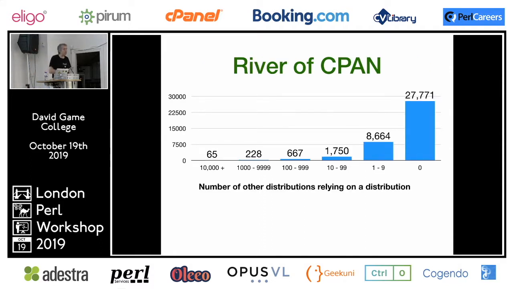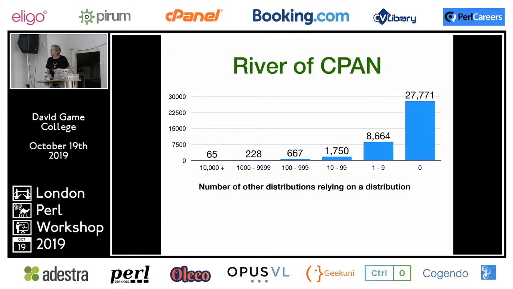Does everyone know what the river of CPAN is? Does anyone not? Okay, a few people. So modules on CPAN, some of them are used by other distributions. An awful lot of them, nearly 28,000, are not used by any of the modules on CPAN. In the next bucket, we've got modules that are used by 1 to 9 other distributions on CPAN, all the way up to, there are 65 distributions on CPAN that are used by 65 or more distributions.